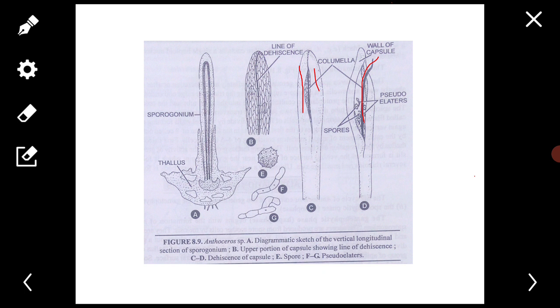The wall of the capsule, कि कैप्सूल की जो वाल है, bears two lines of dehiscence, which start from near the tip and gradually extend downward, नीचे की तरफ. The two lines are situated on the opposite sides of capsule and form the two valves.